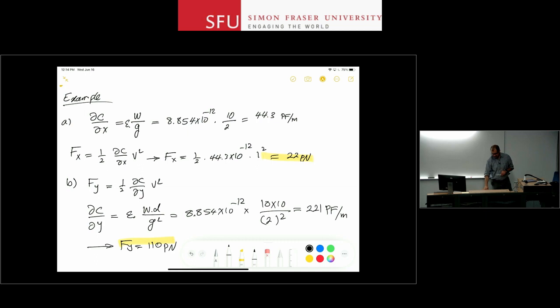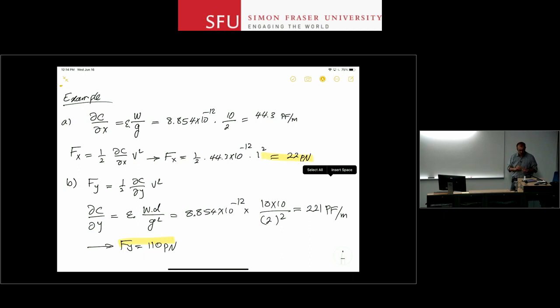Now, the second part of the question says, let's assume that we somehow make the gap 10 times smaller, 0.2 microns instead of 2 microns. It is possible. Not easy, not trivial, but it is possible. And as soon as you do that, you expect the forces to go up. But here is the issue. The force that you had for the parallel movement is inversely proportional to g, so it is 1 over g.